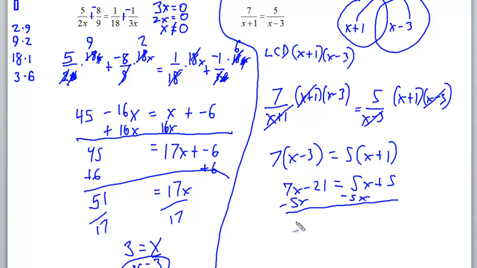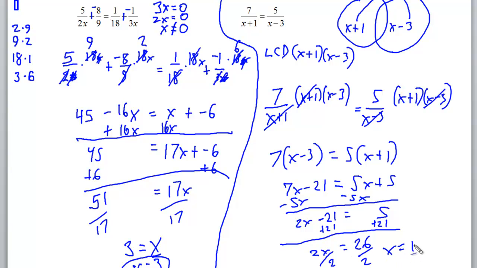Got to remember all of our algebra skills from the previous chapters here. And move the 21 to the right. So I got 2x is equal to 26. Divide both sides by 2, x is equal to 13.